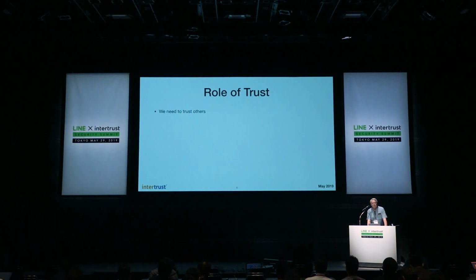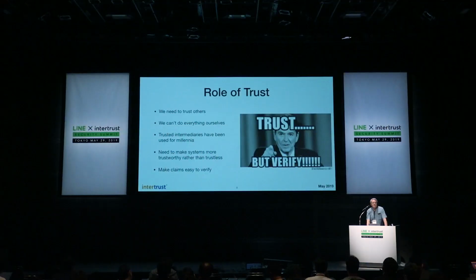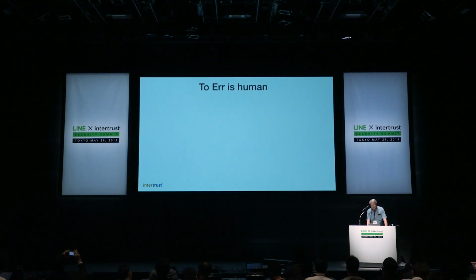So we know that we need to trust others. We can't do everything ourselves. And we have reliably used trusted intermediaries in the past. So our aim is to make systems more trustworthy rather than trustless, and make the claims that we want to be able to rely on easy to verify. In other words, in the words of a famous American president, trust but verify. And so that's part of what the identity management system of the future is going to be.